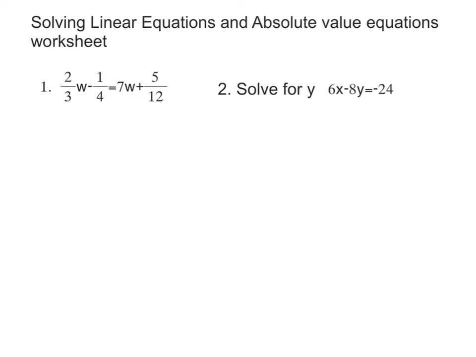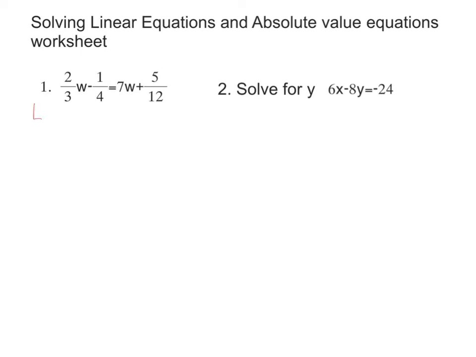Okay, so I'm going to go over the Solving Linear Equations and Absolute Value Equations worksheet for you. This is a great worksheet to review for the test because it has them all mixed in together, equations and absolute value equations. So looking at number 1, we have 2/3 W minus 1/4 equals 7W plus 5/12. First thing I noticed is that there's fractions all sprinkled through the equation. So I'm going to use Fraction Buster.